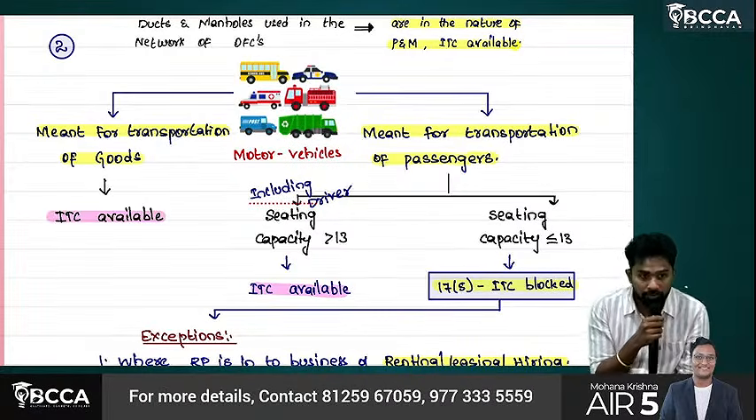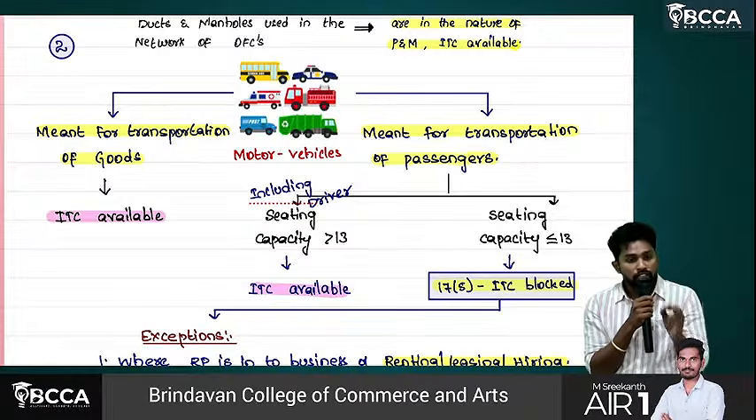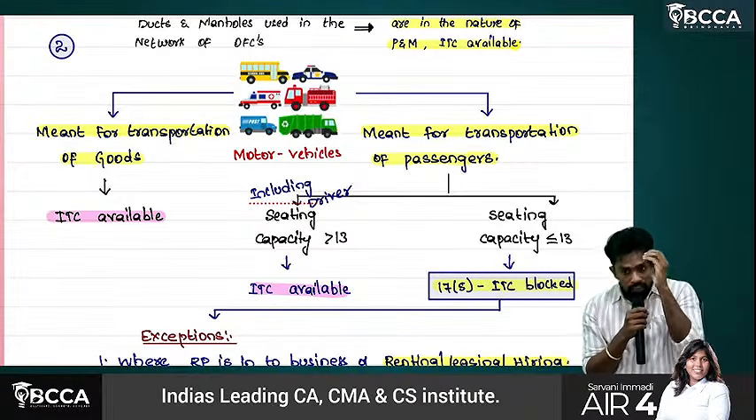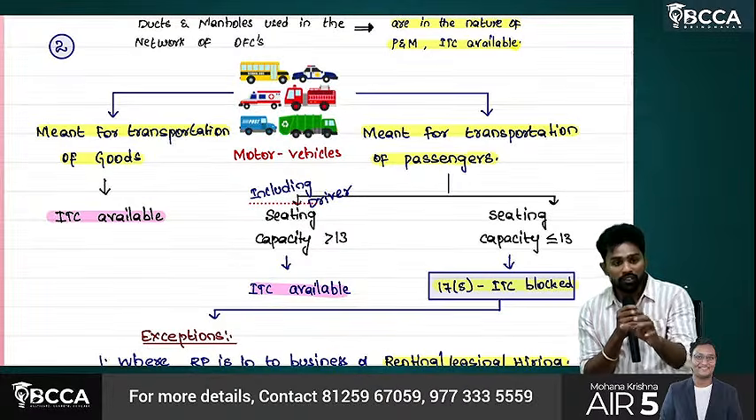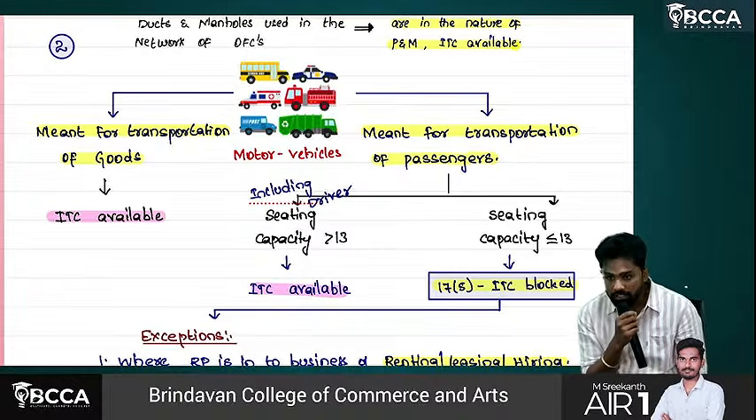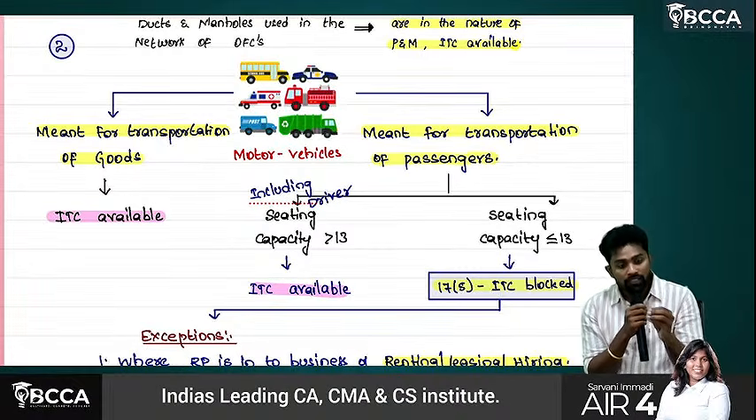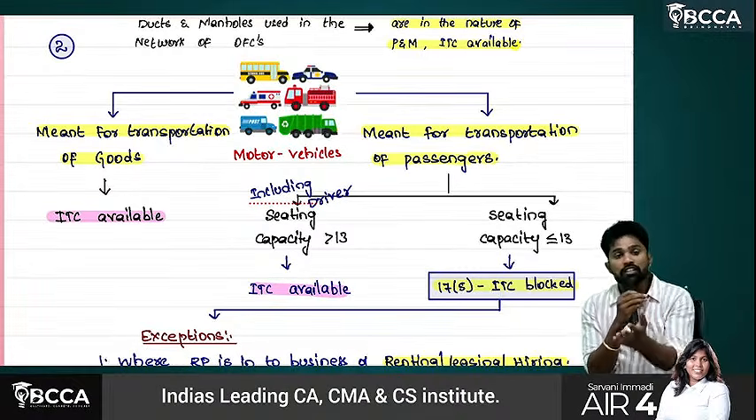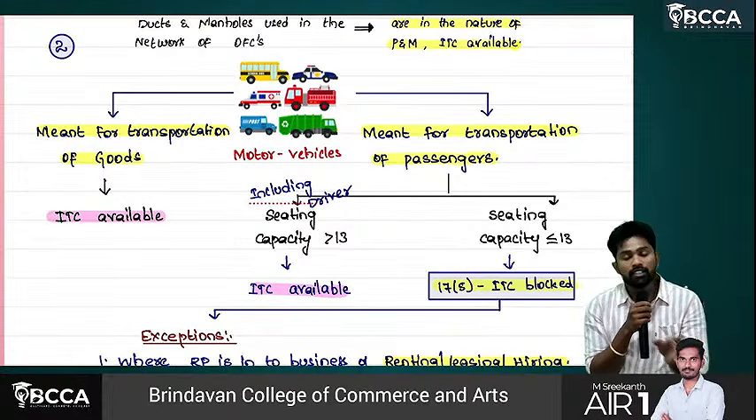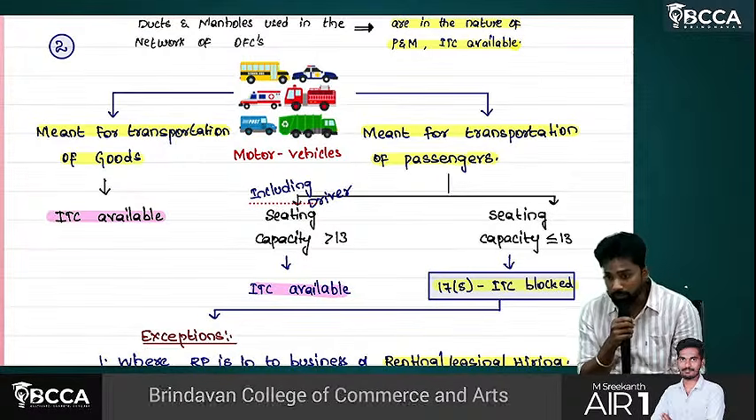But there are three exceptions. What are those? If such person is running a driving school, he can avail ITC. If such person rents, hires or leases the motor vehicle, then he can avail ITC. Third one, he buys motor vehicles to further supply them. I mean, he is a car showroom guy. He buys cars and he sells the cars. Then he can avail ITC. So these three people can avail ITC.